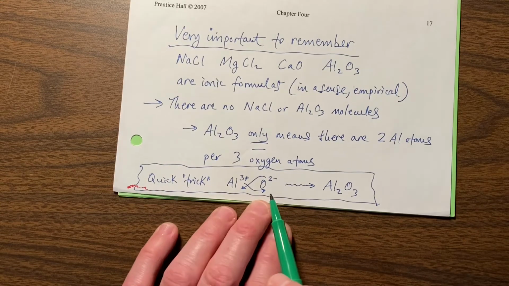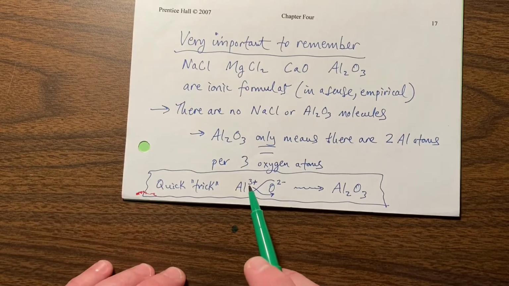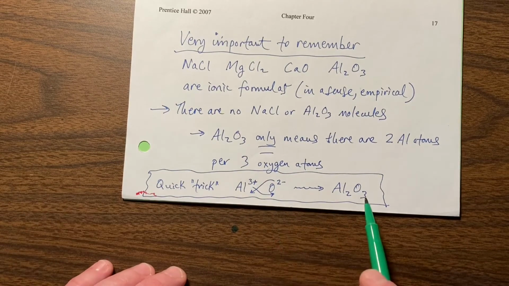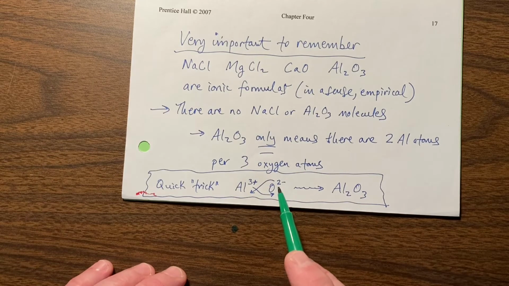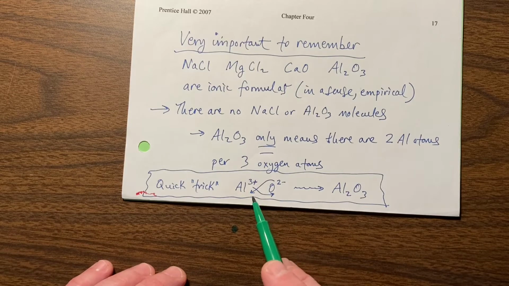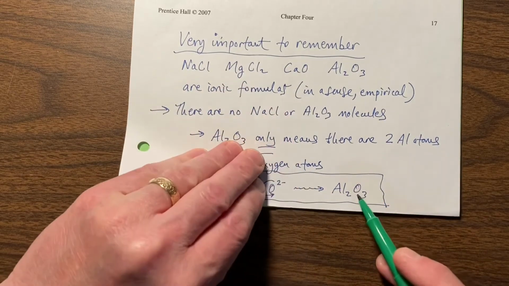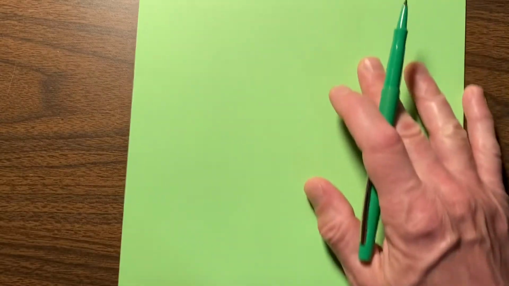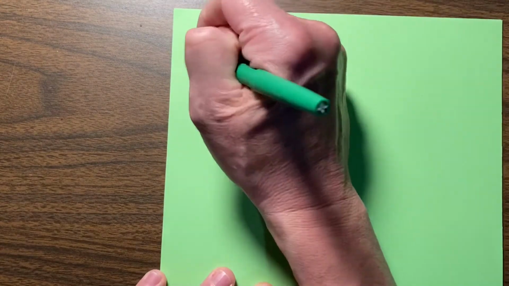And there's a very nice trick you can use to write the formula. You just take the ionic charge of the metal and put it as the subscript of the nonmetal. And then you take the charge of the nonmetal and make it the subscript of the metal. And you've written almost always a correct formula of an ionic compound. And you can do that for most ionic compounds. So let's talk about some more examples.